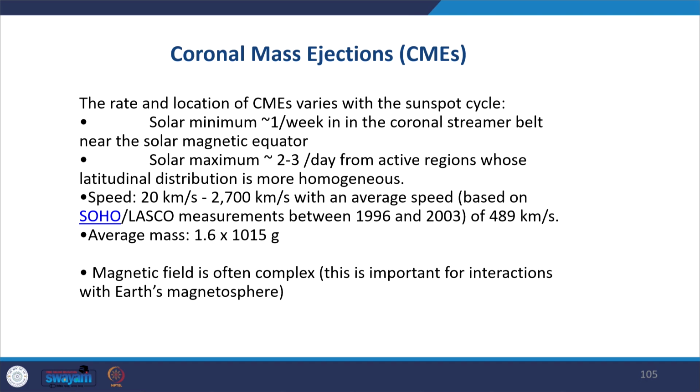Okay, and the magnetic field associated with the plasma, like we have already seen, follows what is called a frozen-in condition. The magnetic field often is very complex. This is also important for the interaction of the coronal mass ejection with the Earth's magnetic field, the way it interacts. This interaction will lead to many possibilities of entry of plasma into geospace.